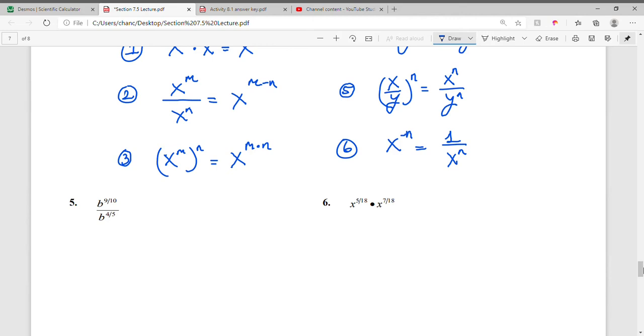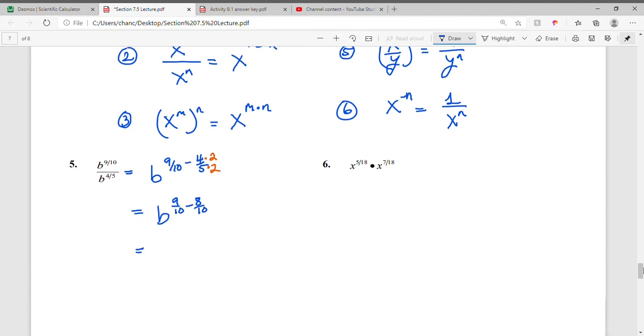We have b to the 9 over 10 divided by b raised to the 4 over 5. This is equivalent to b raised to the 9 over 10 minus 4/5. Now I cannot subtract these exponents because they have different denominators, so let's multiply the top and bottom of the second fraction by 2. And this simplifies to b raised to the 9/10 minus 8/10. And I can subtract 9/10 and 8/10. This gives me b raised to the 1 over 10.